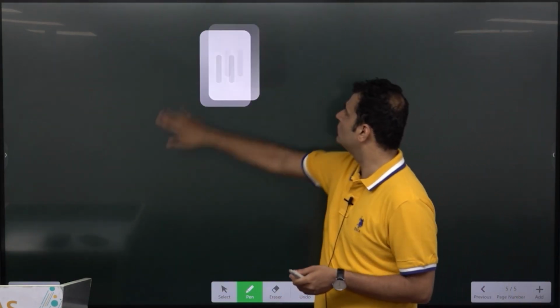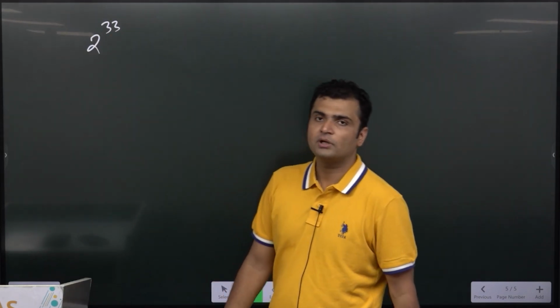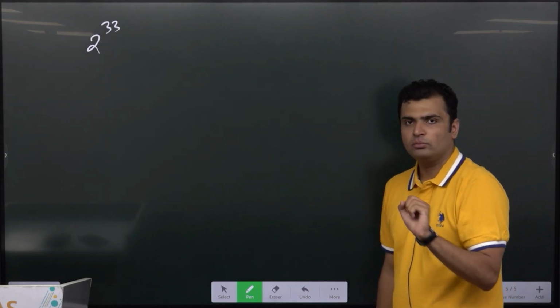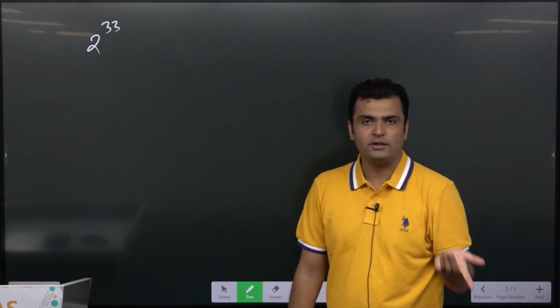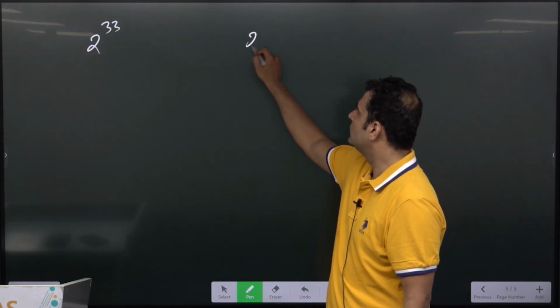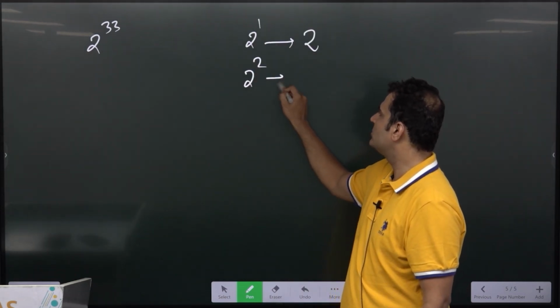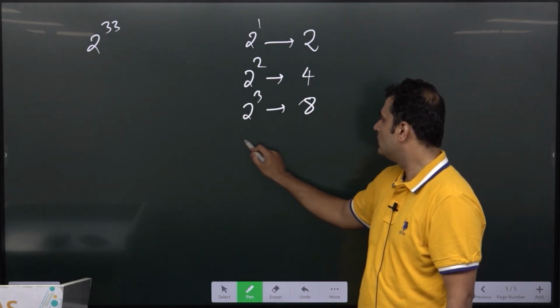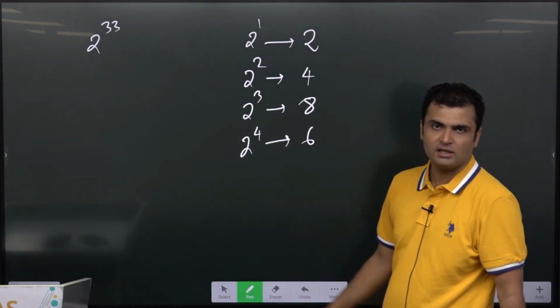Before this, let us look at 2 raised to 33. Now if we take powers of 2, let us write initial few powers of 2 and try to find out the pattern. 2 की power 1 क्या होता है? 2. So units place is 2. 2 square units place is 4. 2 cube units place is 8. 2 की power 4. 8 into 2 is 16. Unit place is 16 का 6.